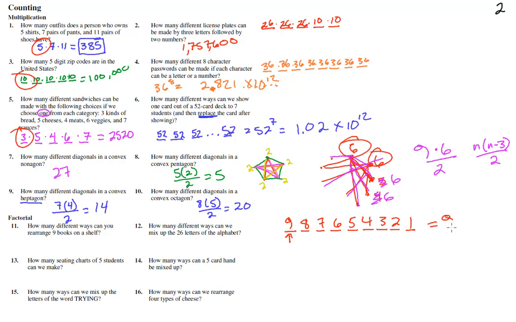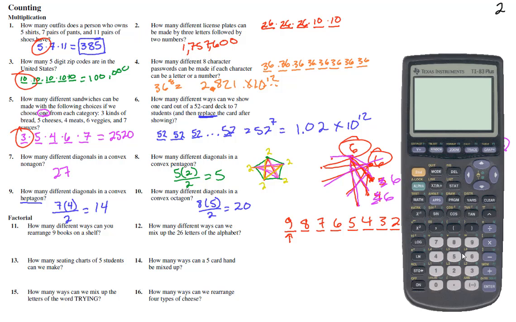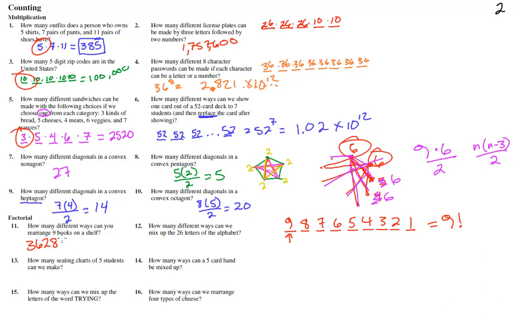So that is 9 factorial, that exclamation point. And our calculator, will that help us? Absolutely it will. There's 9, go to math, over to probability, down to, there we are, factorial. And that gives us 362,880. And that equals 9 factorial.